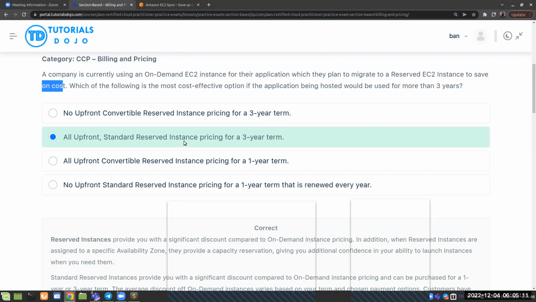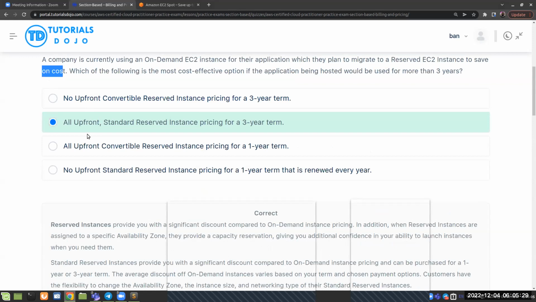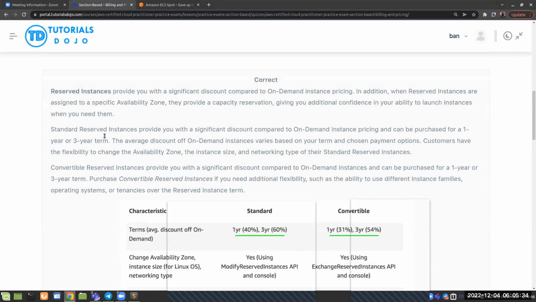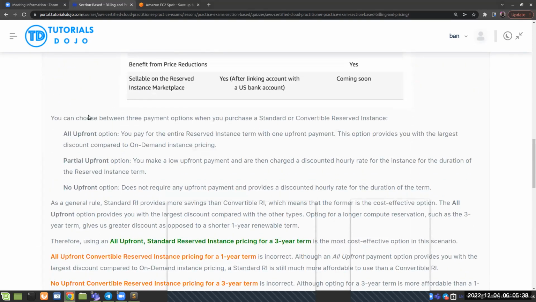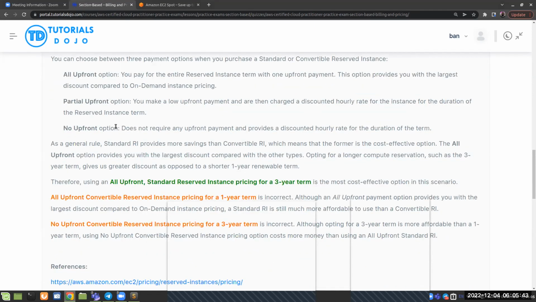All upfront standard reserve instance pricing for a 3-year term. Now that's great because it's talking about a 3-year term. Convertible reserve instance of 1-year term, there's no need because we are going to use that for 3 years, right? So it goes back to knowing the different payment options that exist. I think that's just what we discussed. I just put this on our chat in the previous question.